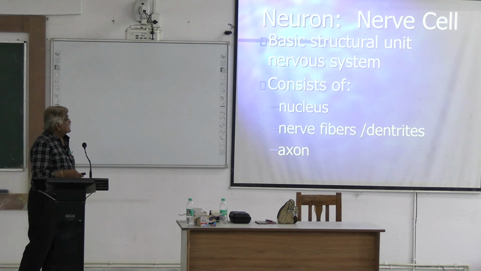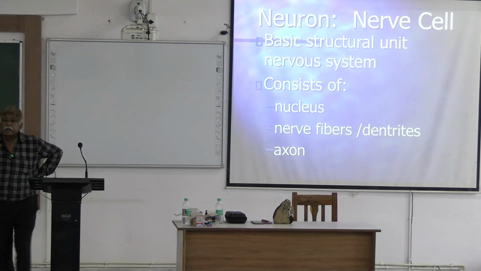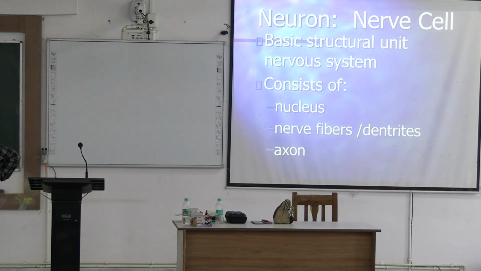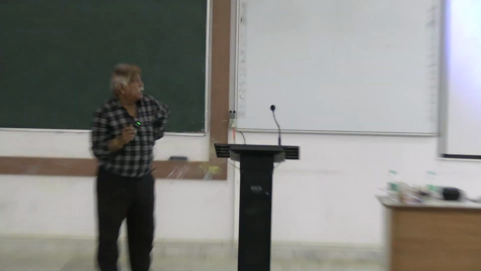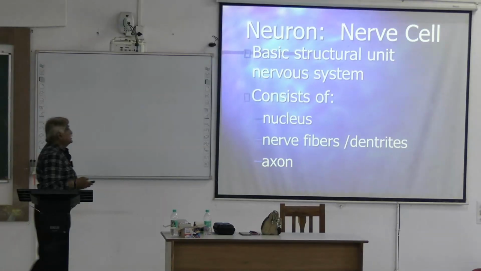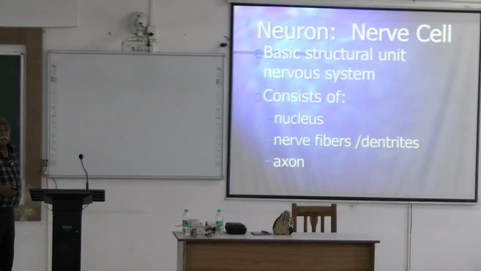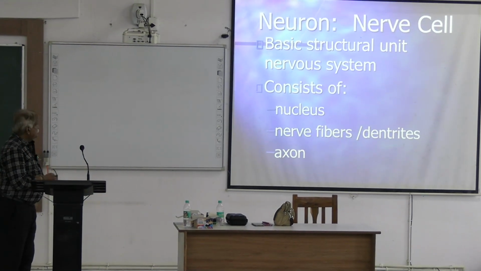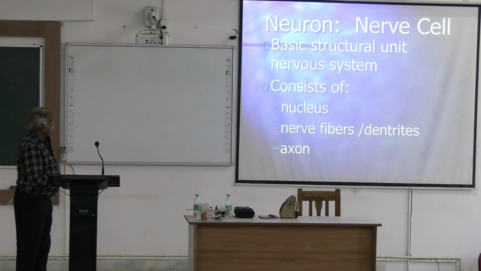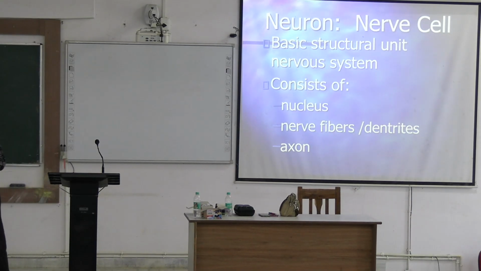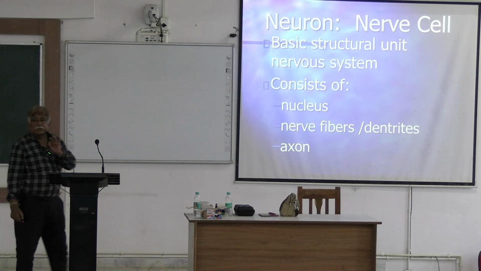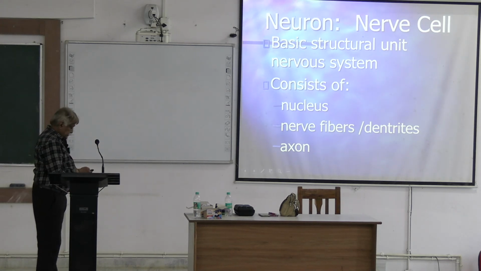Nerve cell, the basic structural unit of the nervous system. It can be asked in histology, it can be asked in the brain or spinal cord. Just simple, what is this nervous system? Neuron, nerve cell, the basic structural unit of the nervous system, consists of a nucleus, nerve fibers, dendrites and axon. Just simple. Don't complicate matters.